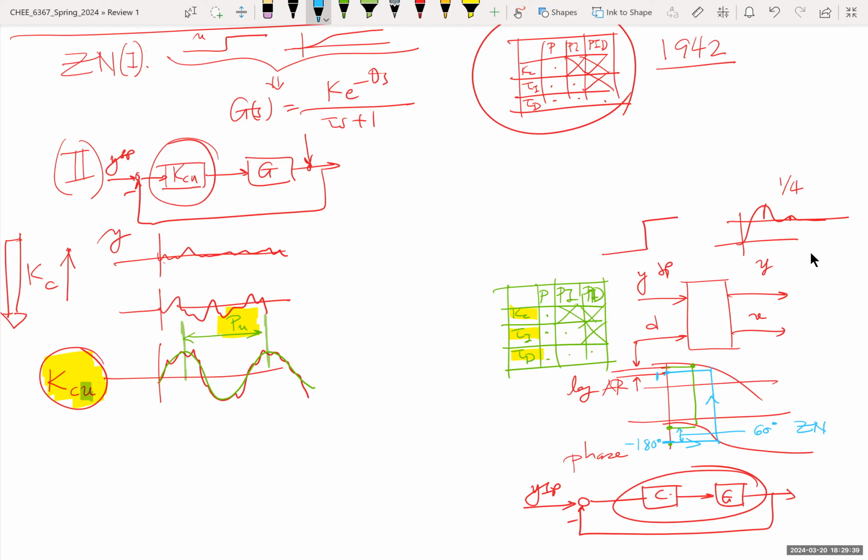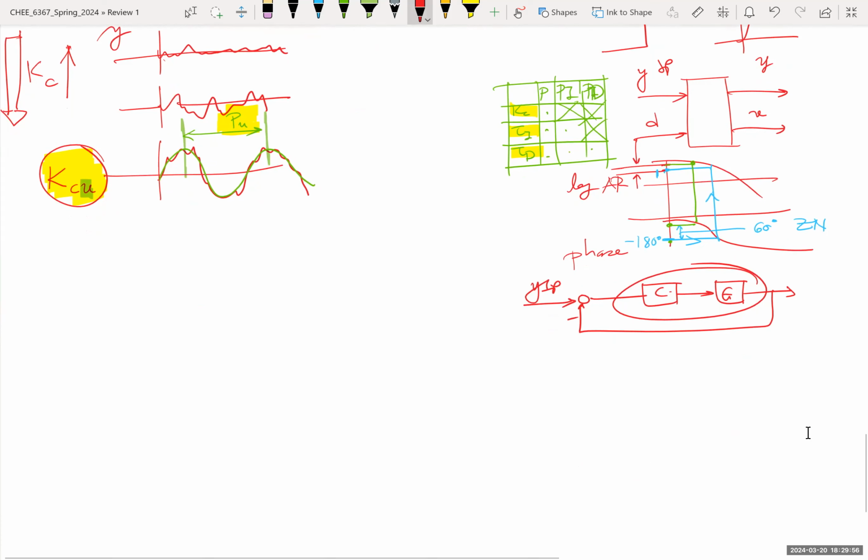And how far are you from destabilizing a closed loop? Well, you're this far, 60 degrees in the phase, 50% of the nominal of the critical gain for the gain. All of these things. This is Ziegler-Nichols.